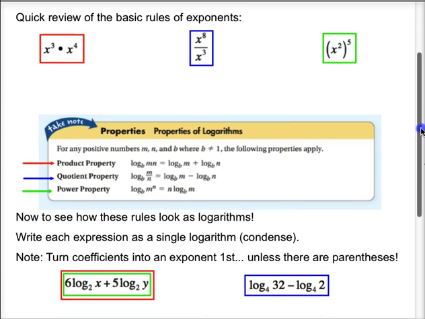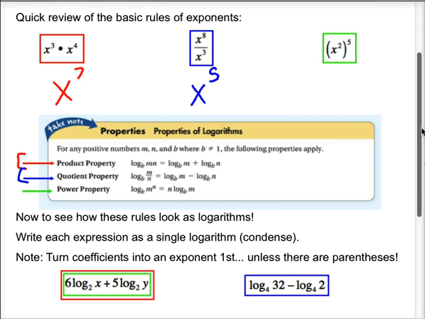Well, you know that when you're multiplying things of like bases, you know to add the exponents. Now, what you'll notice is there is a rule that mirrors that idea in terms of logarithms, where if you have a logarithm that is being multiplied, you can actually separate it out by adding it. You know that when you're dividing like bases, you subtract your exponents. And again, there is a law mirroring that in terms of logarithms, where if you are dividing within a logarithm, you can separate it out by subtracting.